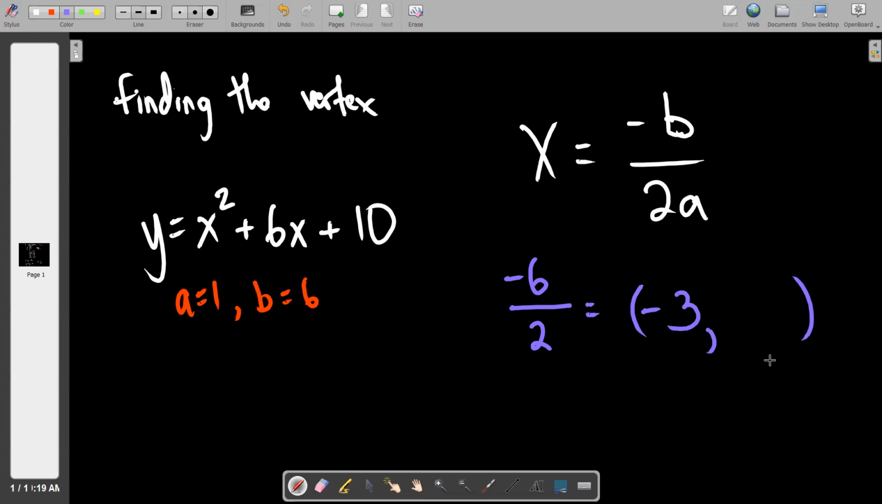I probably should have changed colors for that. Here, I'll put a box around it so it really stands out. This is your vertex. Now, obviously, what's missing? Why? Like, a vertex isn't a vertex if it's just one number.